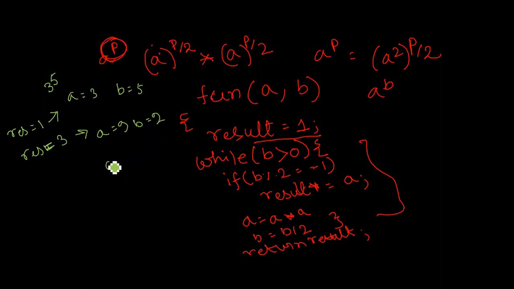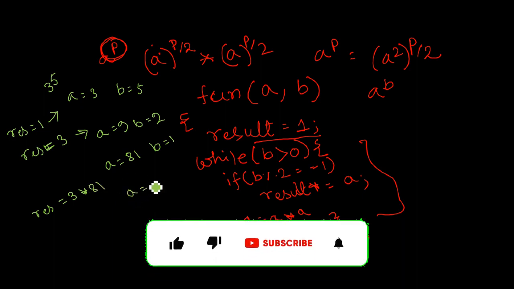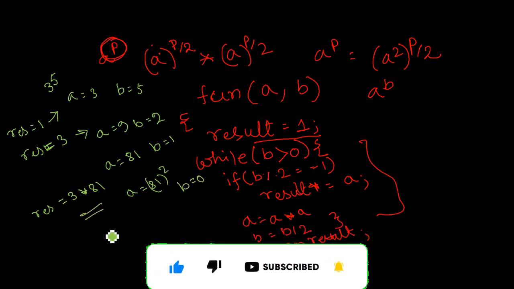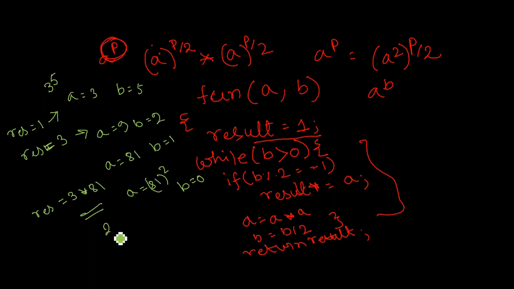We won't change the result, we will make a equal to 81, and b will be 1. Now b is again odd, and it will surely change our result. Result already has 3, and we will make it 3 times 81. Now a will become 81 squared and b will become 0, so it won't come into the loop again, and we will return this number, that is 243, and that is our answer.